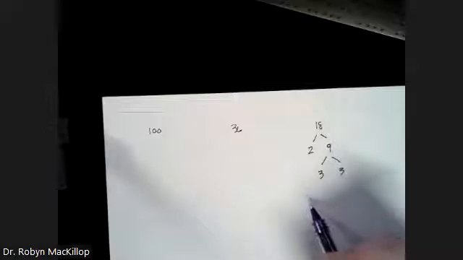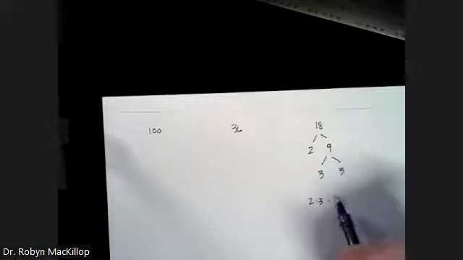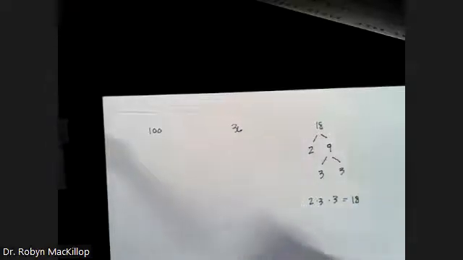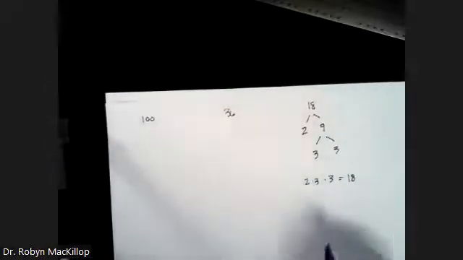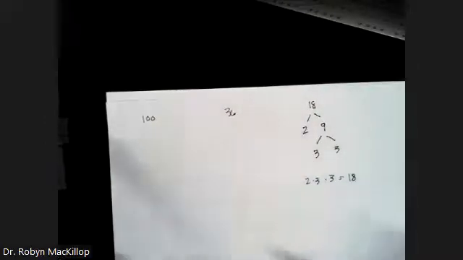And what happens if you multiply 2 times 3? That's 6. 6 times 3 is 18. So when you are asked to factor something, you are breaking it down to the lowest possible numbers.